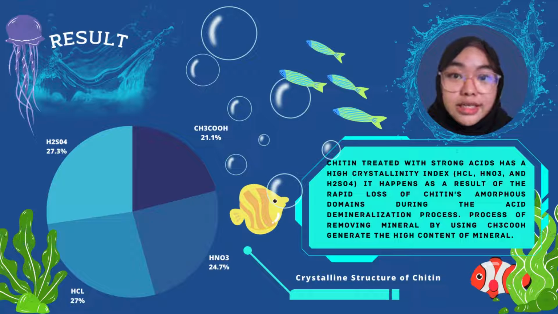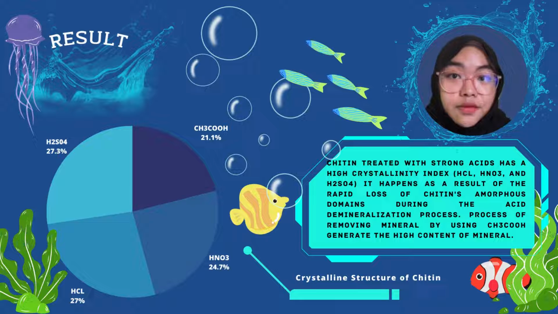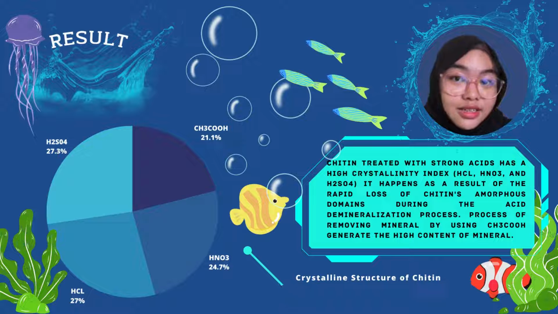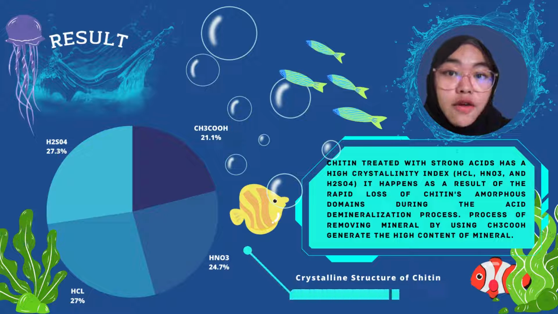Last but not least, for the crystalline structure of chitin, X-ray diffraction was used to determine the crystalline structure of chitin from different types of acid solution. As previously mentioned, removing minerals using CH3COOH generates a high content of mineral. This can be seen from the diffractogram, which shows a small peak near 2θ equal to 30 degrees that might be from the sulfide and calcium phosphate family. This can be proof that the weak acid cannot remove as much of the high mineral content from the shrimp shell.